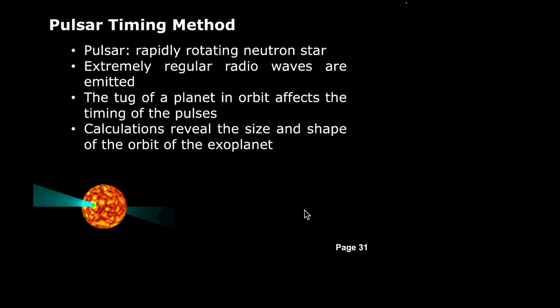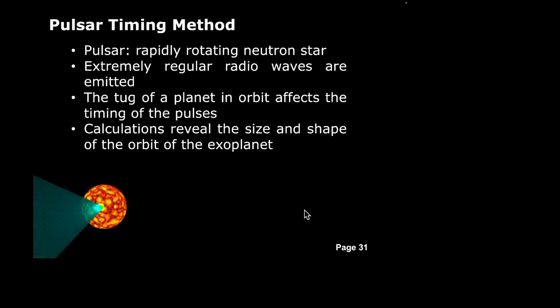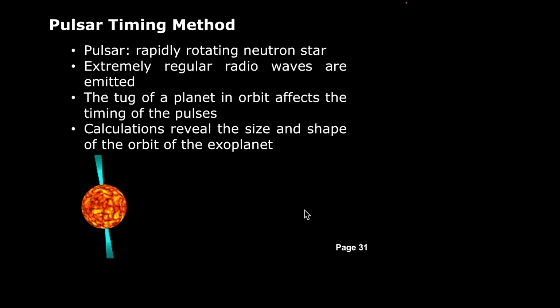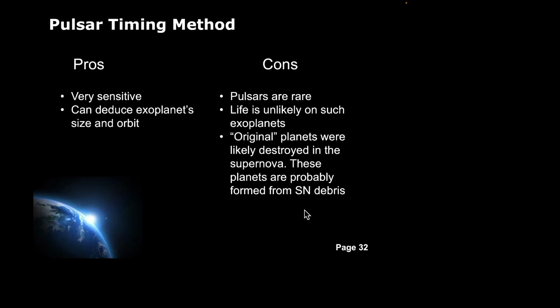Pulsar timing is the next method. So what is a pulsar? It's a rapidly rotating neutron star, and these emit extremely regular radio waves. But if you have a planet circling a pulsar, the tug of the planet will affect the timing of the pulses, and you can use calculations to reveal the size and shape of the orbit of the exoplanet. It's a very sensitive method, and you can deduce a lot of information about the exoplanet, but pulsars are rare, and also life is unlikely on such exoplanets.